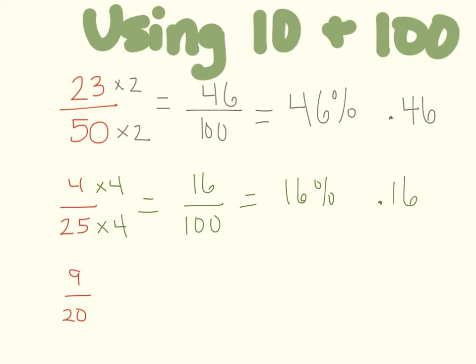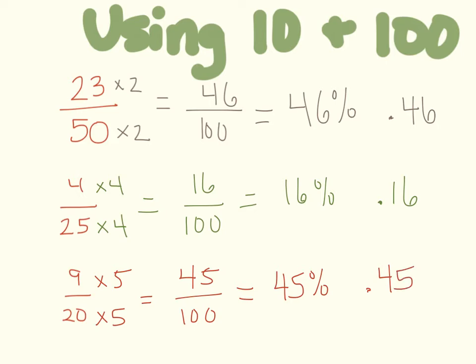Lastly, we have 9/20ths. 20 times what is 100? Well, 20 times 5 is. We do the same thing to the top, to the numerator. We have 45/100ths, which is 45%, or 0.45.